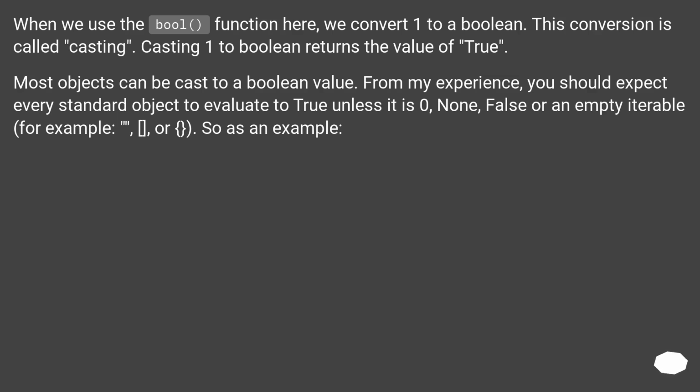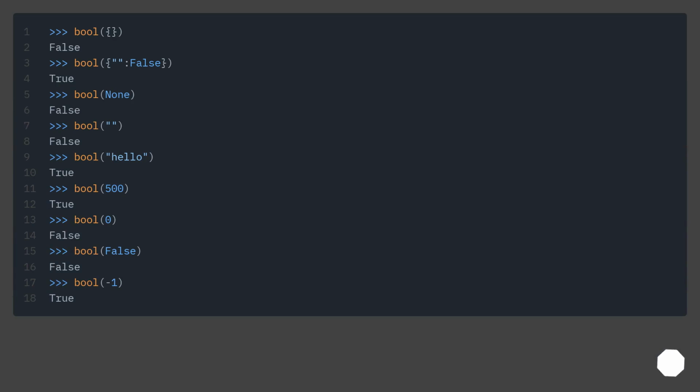From my experience, you should expect every standard object to evaluate to true unless it is 0, None, False or an empty iterable, for example. So as an example, lastly, a boolean prints as either true or false.